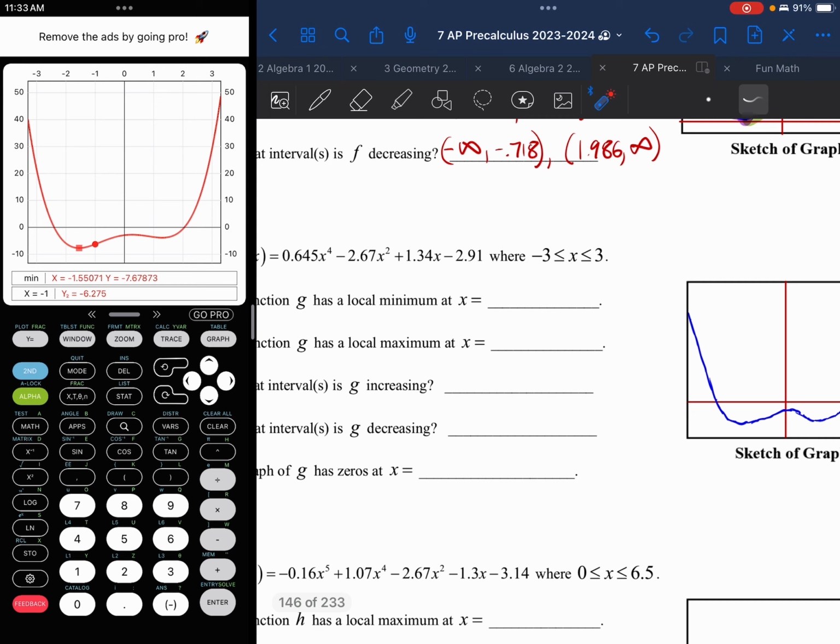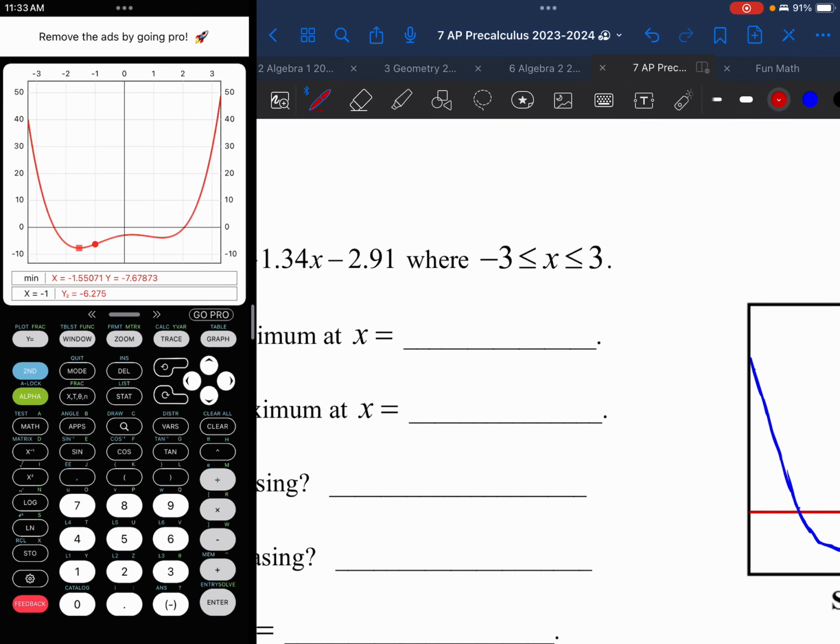It says my first x-coordinate of the two that I'm going to be looking for is at negative 1.551, because it was a 0, but that 0 is rounded up because it was followed by a 7.